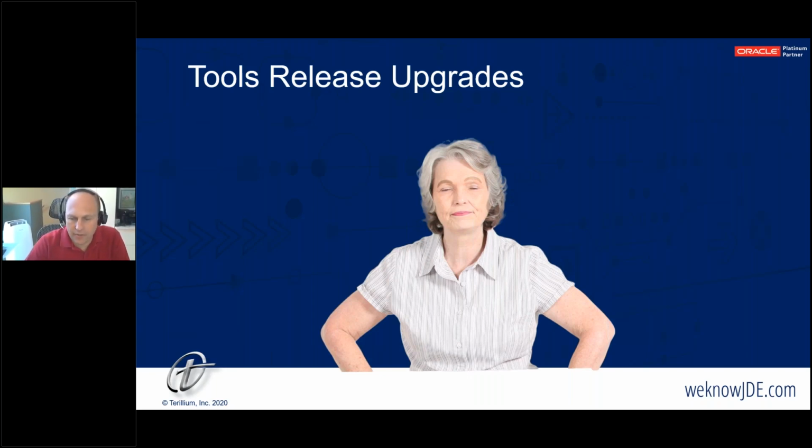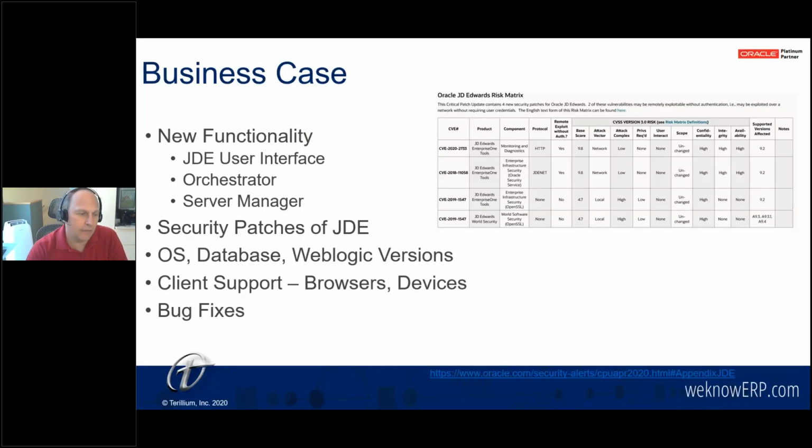So that, as I said earlier, is the engine that drives the JD Edwards code. When you're going to your business and talking about it, here are some of the key things that people look at for the business case. First, we're looking at new functionality. Things like the JD Edwards interface, Orchestrator, Server Manager have improvements, changes, enhancements, like we saw on those earlier screens about what's new in the system. That tends to be a big push for people to do a new tools release.